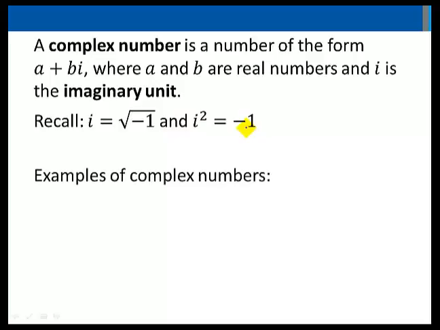Some examples of complex numbers are 2 plus 6i, here a is equal to 2 and b is equal to 6. -3 is a complex number. You can think of b as being equal to 0 here. i is also a complex number. You can think of i as being equal to 0 plus 1 times i.